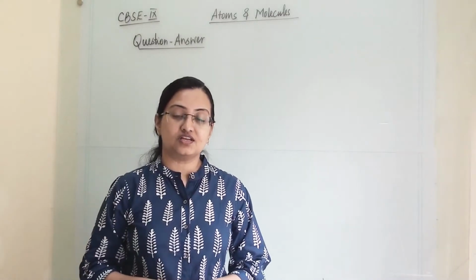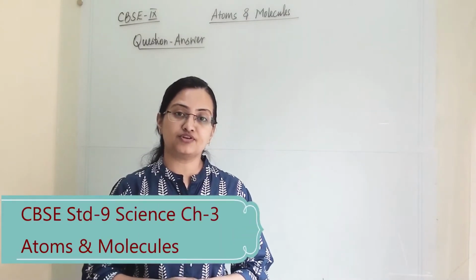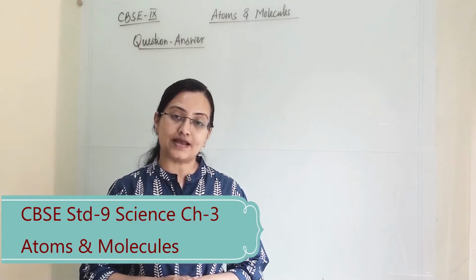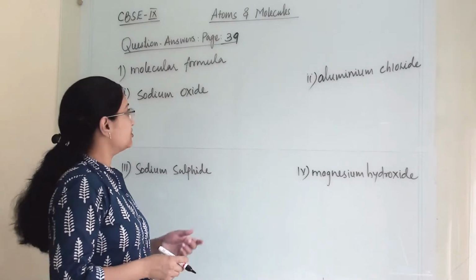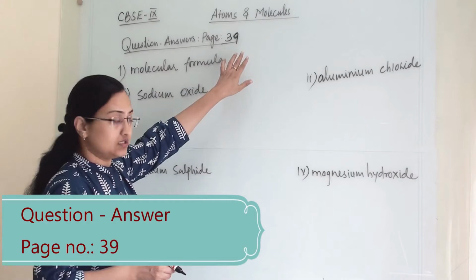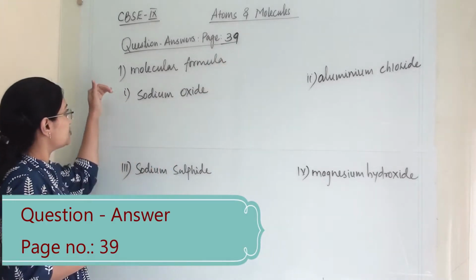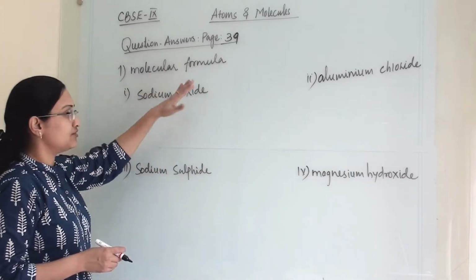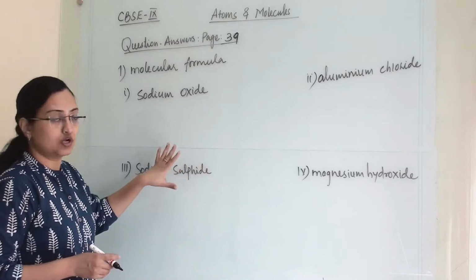Welcome to Learn Yourself. Today we are going to solve some of the question answers from chapter 3, Atoms and Molecules. Our next set of questions is from page number 39. In this first question we have to write the molecular formula for all these 4 compounds.